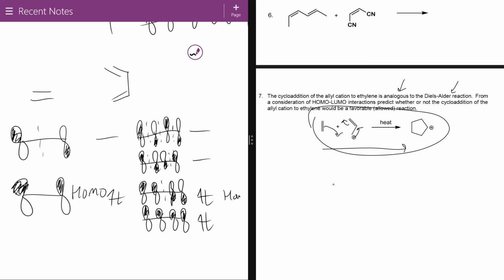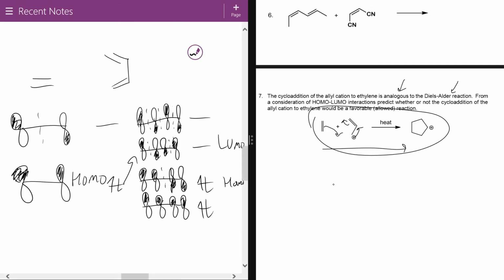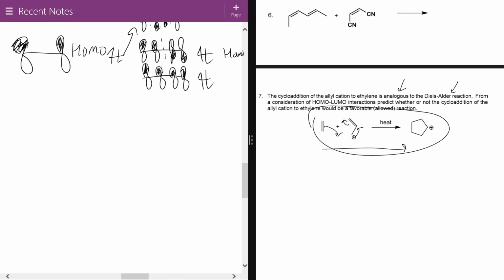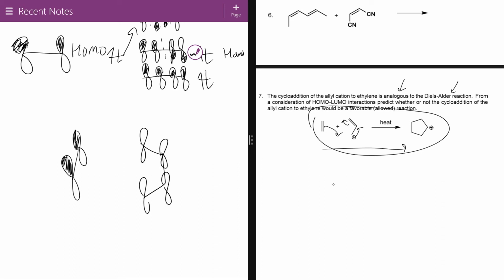So this is a HOMO, this is a LUMO. When we do our reaction, we're actually pushing electron density into the LUMO of the diene. So in order for that to work, let me draw out the HOMO of the dienophile and what the LUMO of the diene looks like. So this has up, down, down, up.